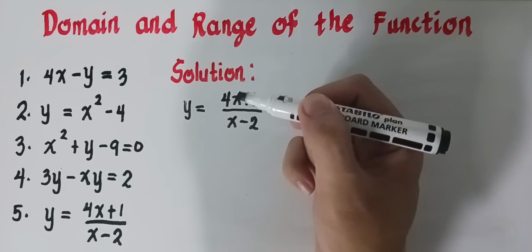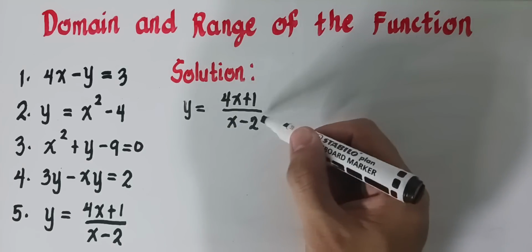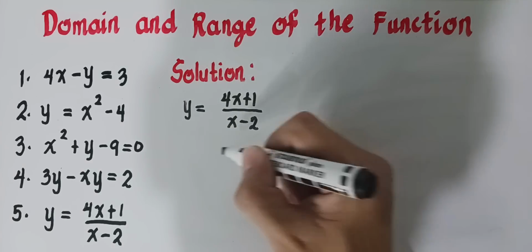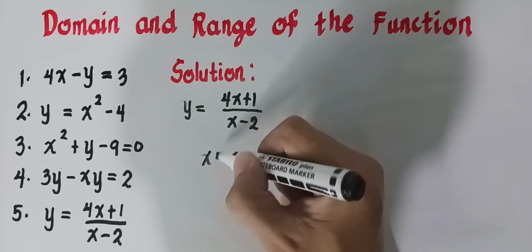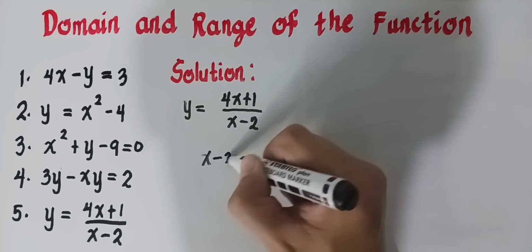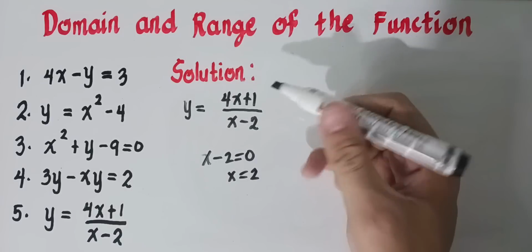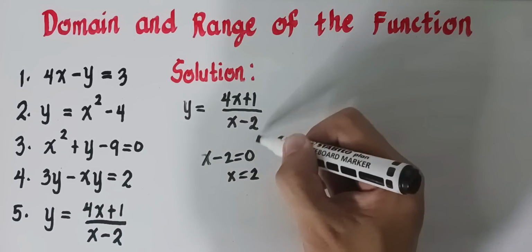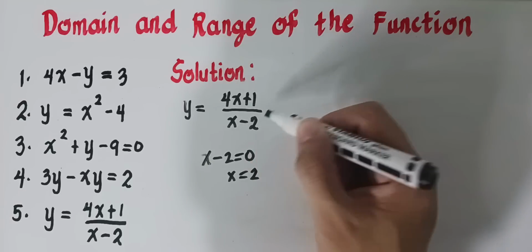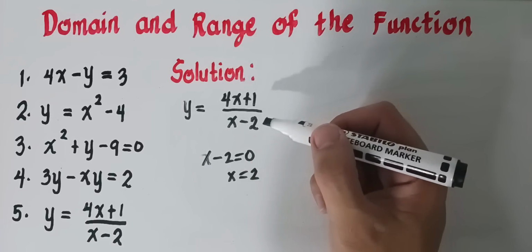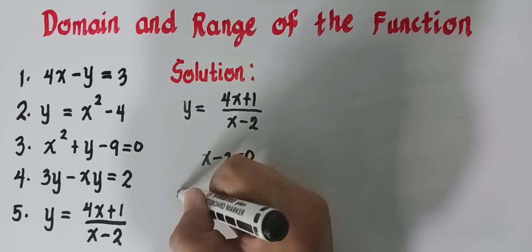So, ano ba yon? Which is positive 2, no? Kapag etong denominator natin, na-equate natin by 0, x minus 2 equals 0. Of course, x is equal to positive 2. So, therefore, ang restriction sa atin dito ay positive 2. So, 2 minus 2 is 0. So, magiging undefined siya.